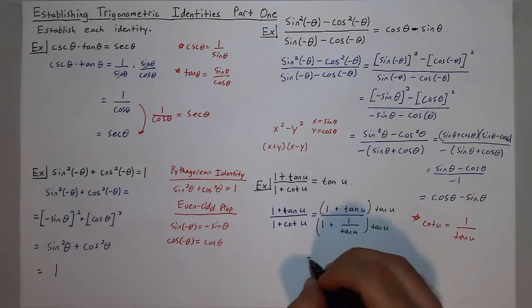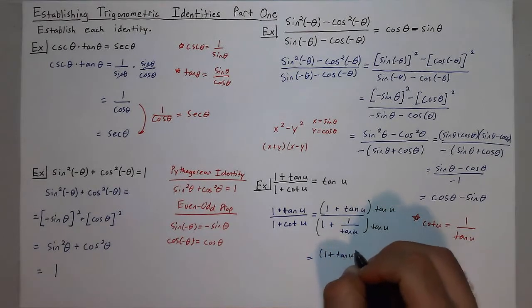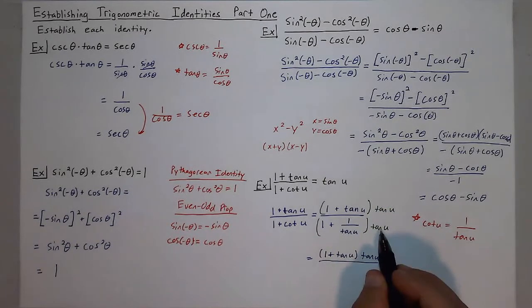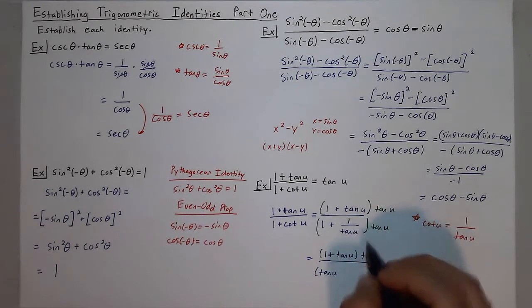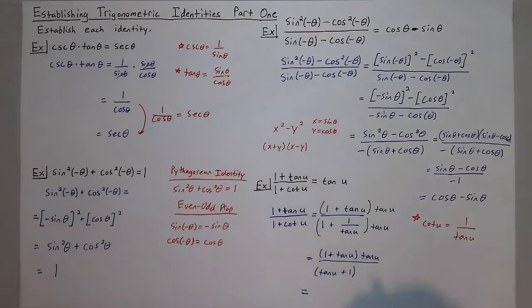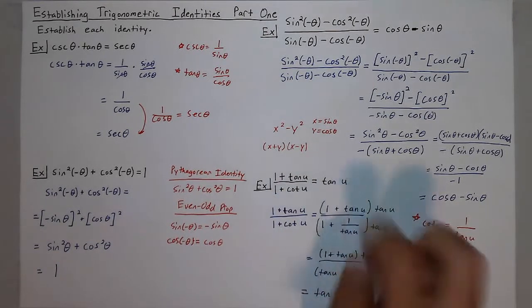This will leave me with 1 plus tangent of u times tangent of u. I'm just not going to distribute yet. In the denominator, I'll distribute this one, that'll be tangent of u. And this tangent will cancel, plus 1. You'll notice here that the 1 plus tangent of u and tangent of u plus 1 are the same. They can cancel, and I'll be left with just tangent of u, which was what my goal was in the first place. So this expression can be replaced with just tangent of u.